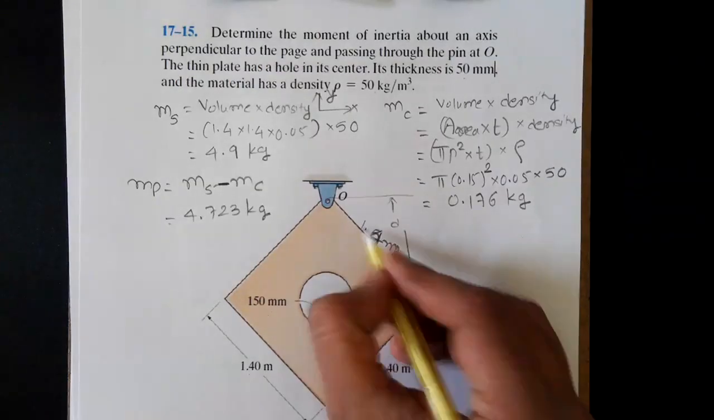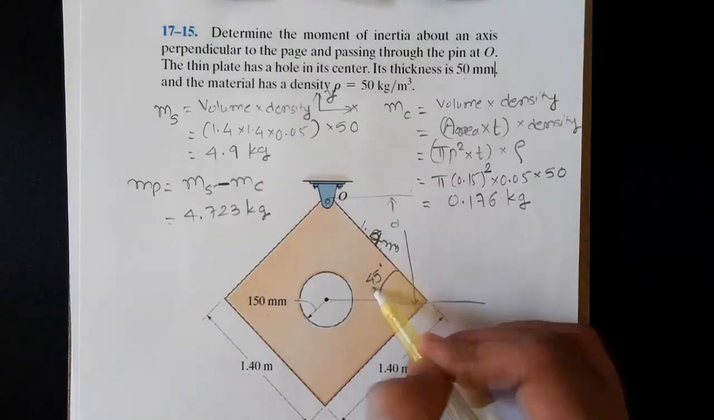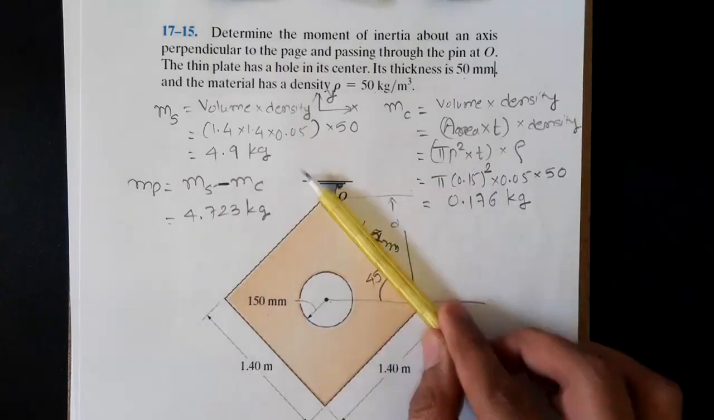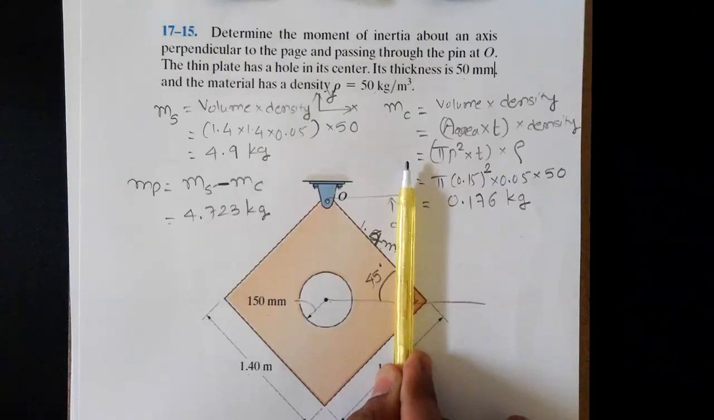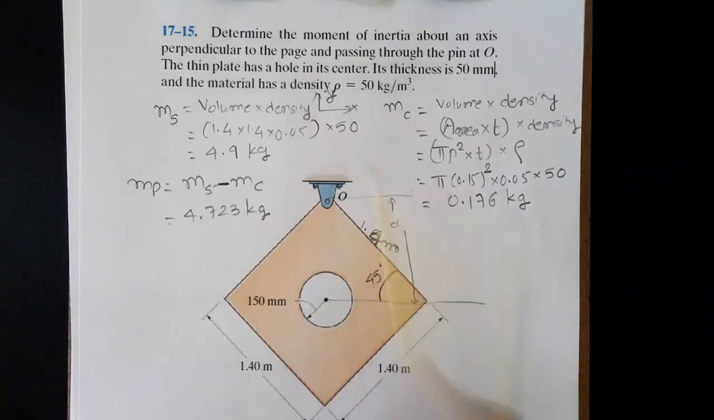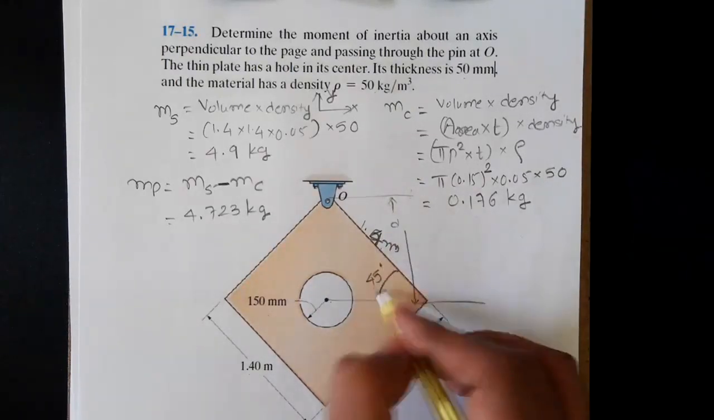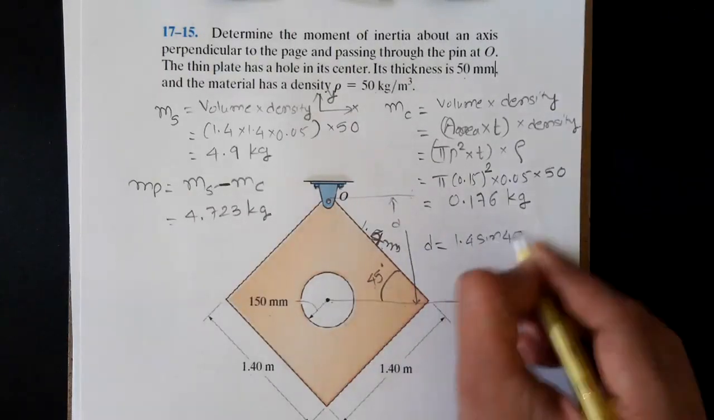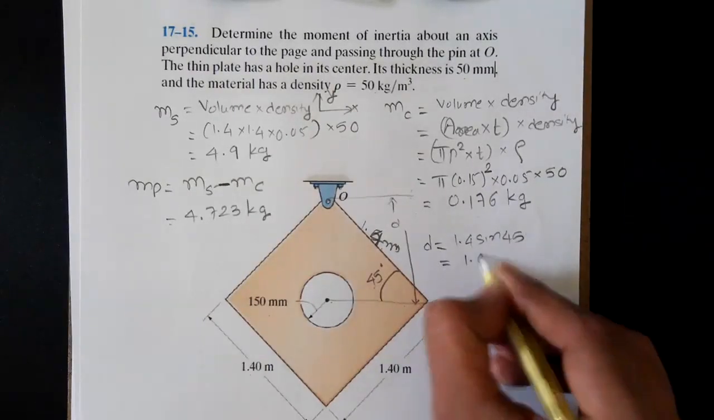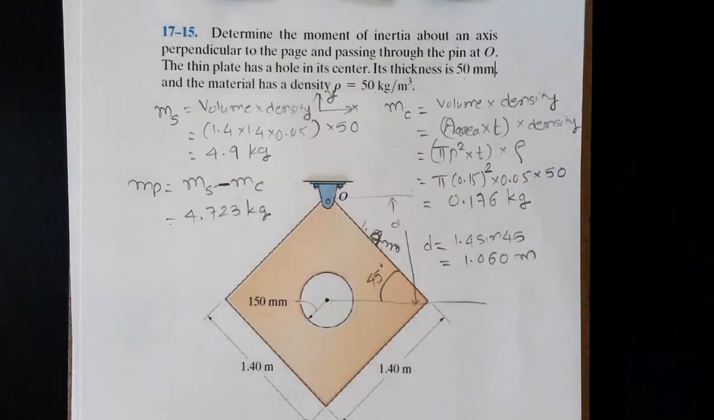So this height d is 1.4 sine 45. That is this height, because this angle is 45 degrees. When I take the sine of the angle, we basically project this along the y-axis, and the distance between these two points is 1.4 sine 45. So 1.4 times sine 45, and that number is 1.060 meters. We have done all the preparation now, and we are ready to calculate the moment of inertia.